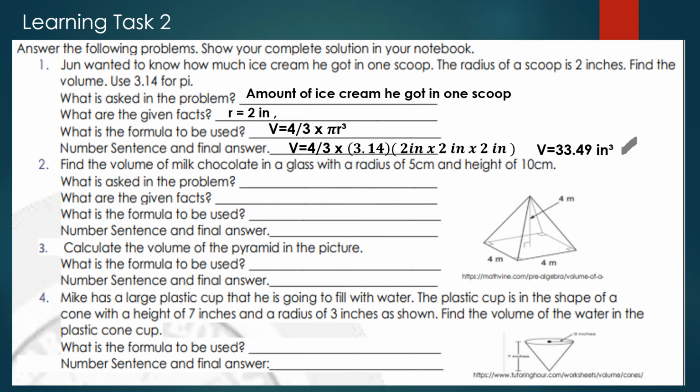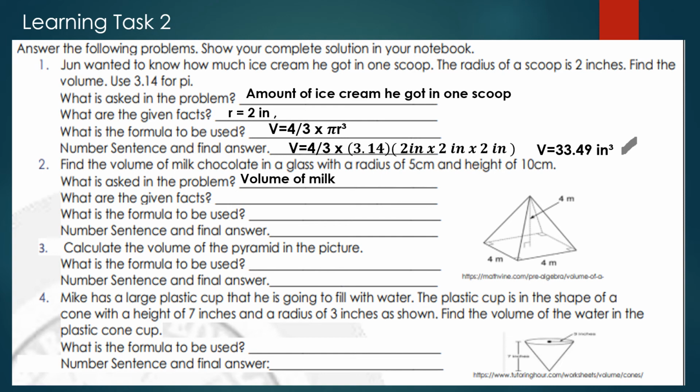Excuse me. Number 2 problem. Find the volume of milk chocolate in a glass with a radius of 5 cm and a height of 10 cm. So, radius nung milk chocolate in a glass. Ibig sabihin, ano itsura ng glass? So, cylinder. So, what is asked in the problem? The volume of milk chocolate in a glass.